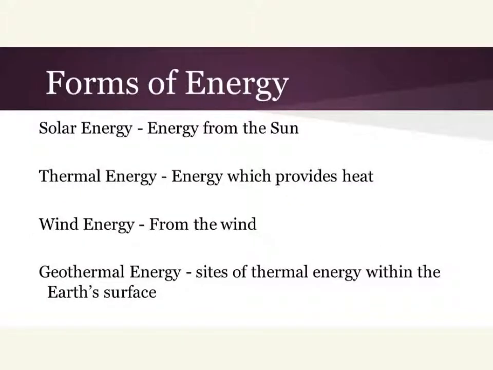Now, forms of energy, there are different forms. We're going to talk about solar energy. This is energy from the sun. Solar energy is the most important type of energy we have. Without it, life would not exist on this earth. Everything needs solar energy. Plants need it to grow. We need to eat plants. We need vitamin D from the sun. Everything requires solar energy.